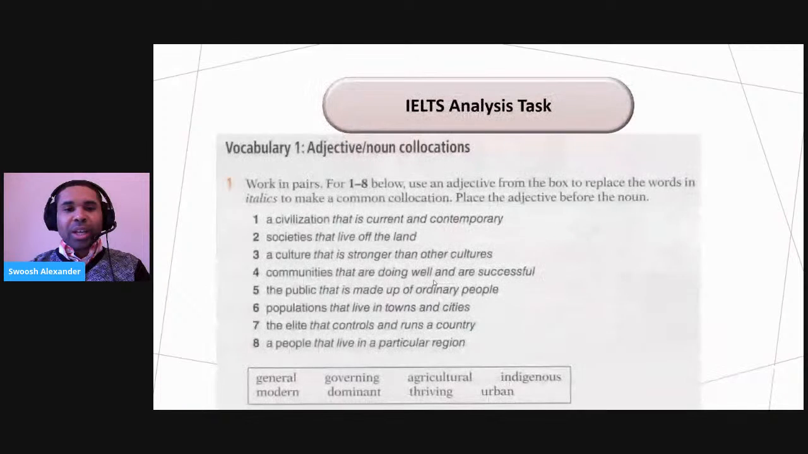Okay, so let's have a look at the task itself then. Here we're focusing specifically on adjective noun collocations. And these are some which are very useful, which you could use in your essay, obviously depending on the topic. So do we have any answers? The first one, a civilization that is current and contemporary. Can anyone give me an appropriate adjective we can use with the noun civilization, which would fit this description? Let me know in the chat box if you can.